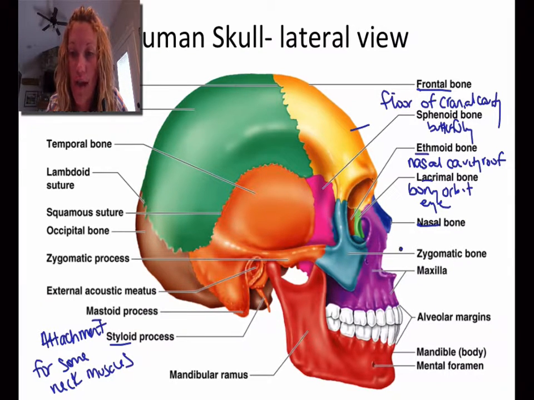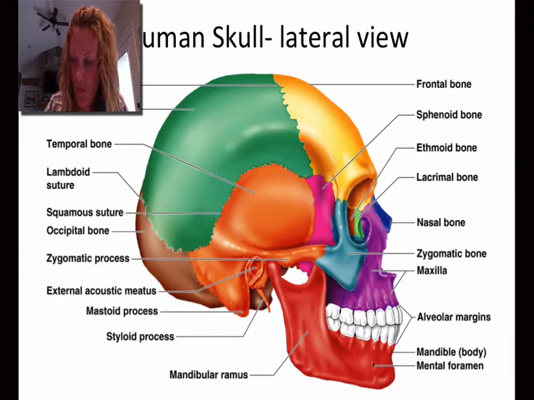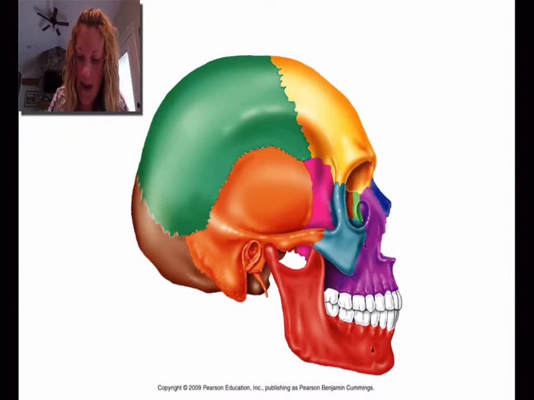Then the zygomatic bone is this tealish color bone, and that's going to be your cheekbone. Then you have the maxilla, which is right here. Then we have the mandible here in red. And then you have your mental foramen. You have these little margins. See, I'm going to erase this actually. Whoops. Oh, I'm getting ahead of myself here.